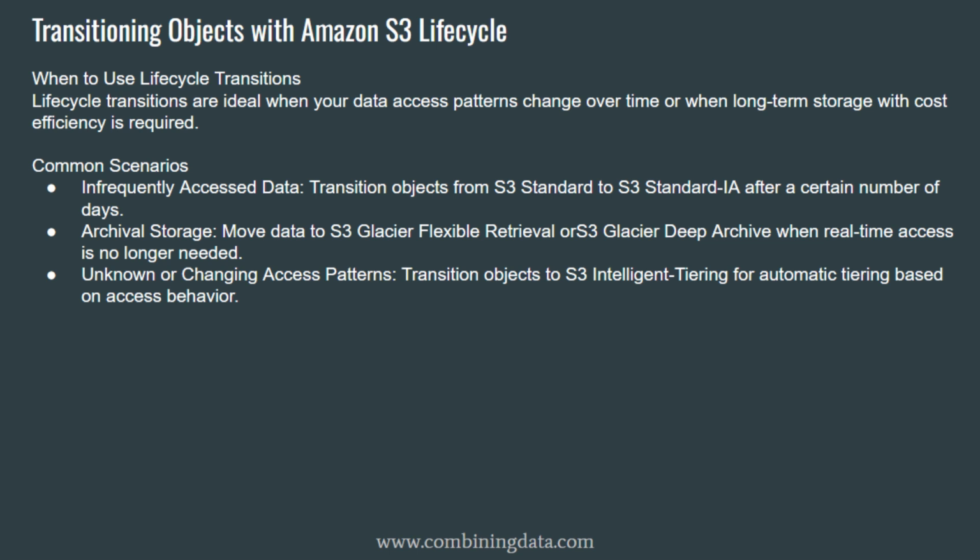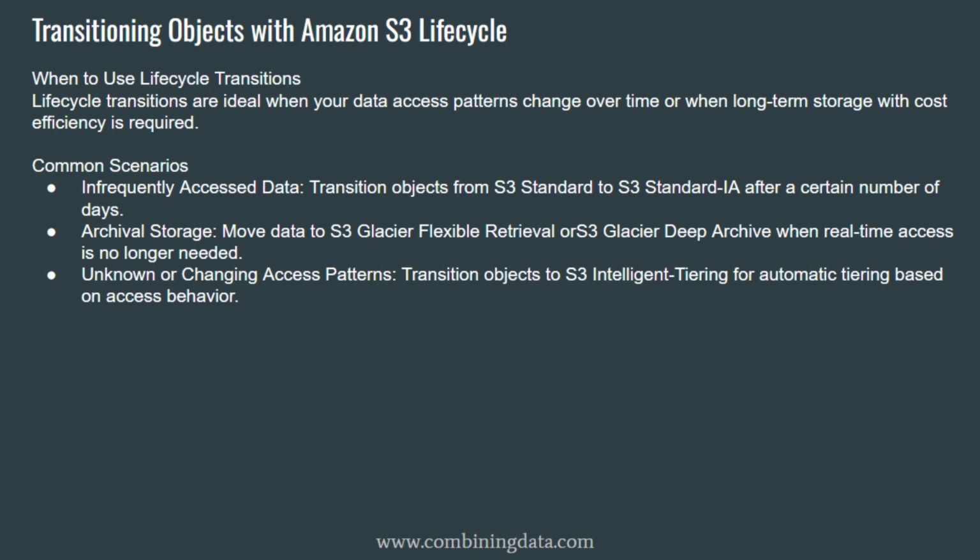Another common scenario is long-term archiving. Data that no longer needs immediate access can be moved through multiple stages. A typical lifecycle path might move objects from S3 Standard to S3 Standard-IA after 30 days, then to S3 Glacier Flexible Retrieval after 90 days, and finally to S3 Glacier Deep Archive after 1 year. Each transition reduces cost while accepting longer retrieval times.